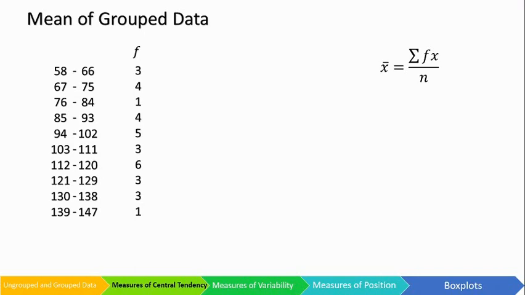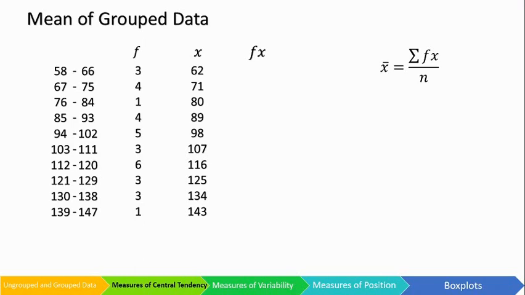The formula suggests that we need an x column, multiply what's on the f and x columns to produce an fx column, then we'll add. But what is x? X is called the class mark. It is the midpoint of the classes, and we get that by adding the lower and the upper limits and dividing the sum by 2. So in this case, 58 plus 66 is 124, divide by 2 is 62. 67 plus 75 is 142, divide by 2 is 71. 76 plus 84 is 160, and divide by 2 is 80. And we repeat the process for the rest of the classes.